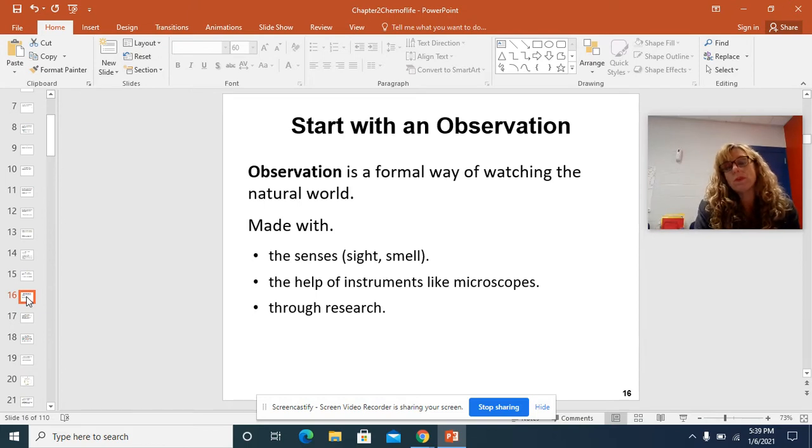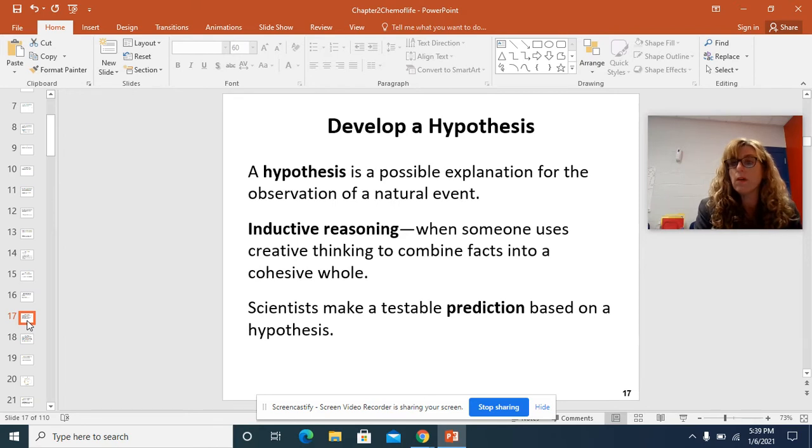So we always start with an observation, okay? It's a formal way of watching the natural world. We do this with our senses, sight, smell. We use research. We use technology to gather data to find out what we can see and what we are experiencing. And then scientists develop a hypothesis.